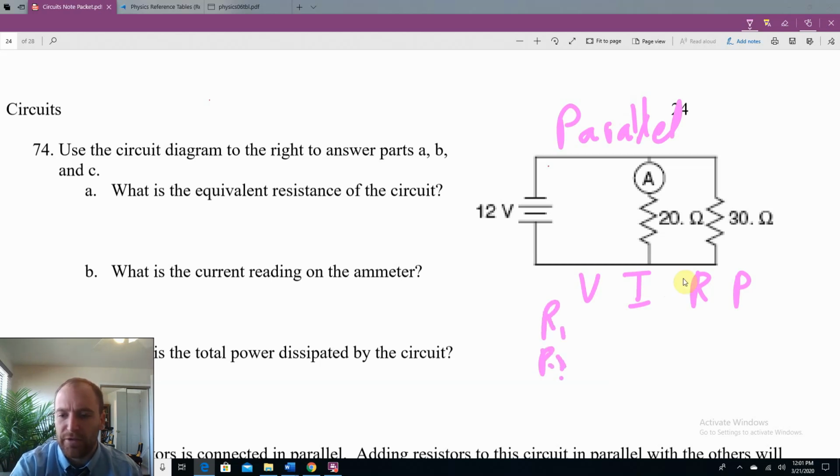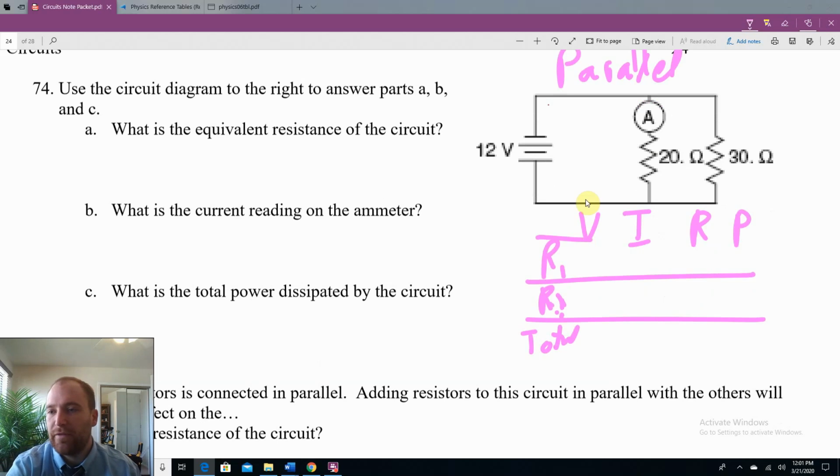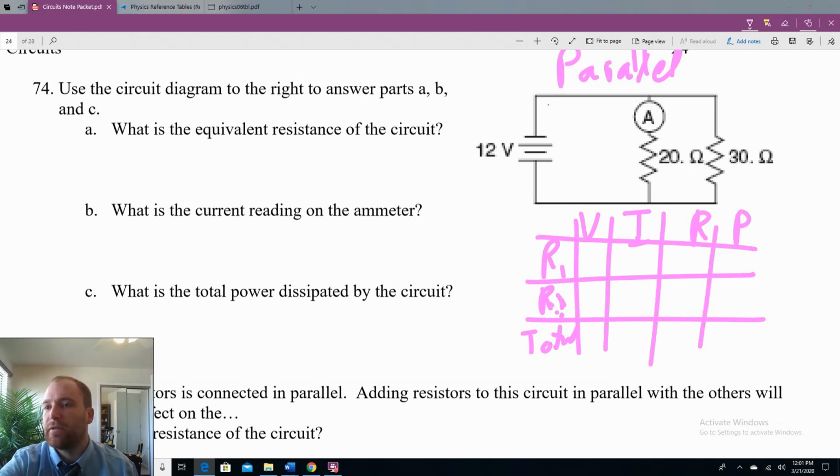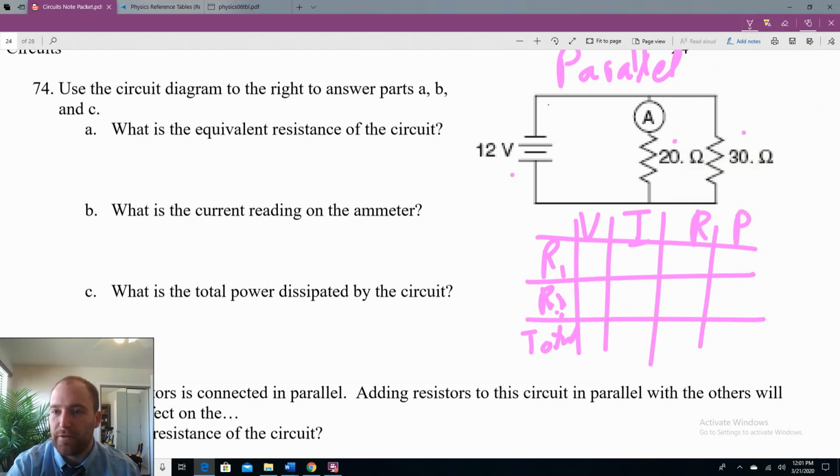And since it's a circuit, we're just going to do a VIR chart, and then we have our total. Filling in whatever I can. It looks like I've got a weirder data set here, I think. We've got the two resistances, we've got the voltage. Actually, it's not that weird. Okay, so we know that the total voltage is 12 volts. We know that the first resistor has a value of 20 ohms. The second one has a value of 30 ohms. And I think that's all we know.